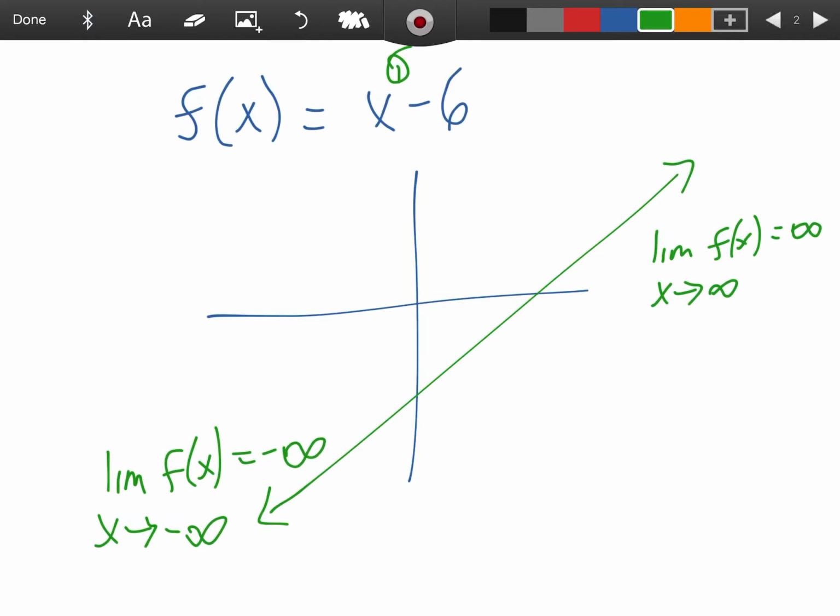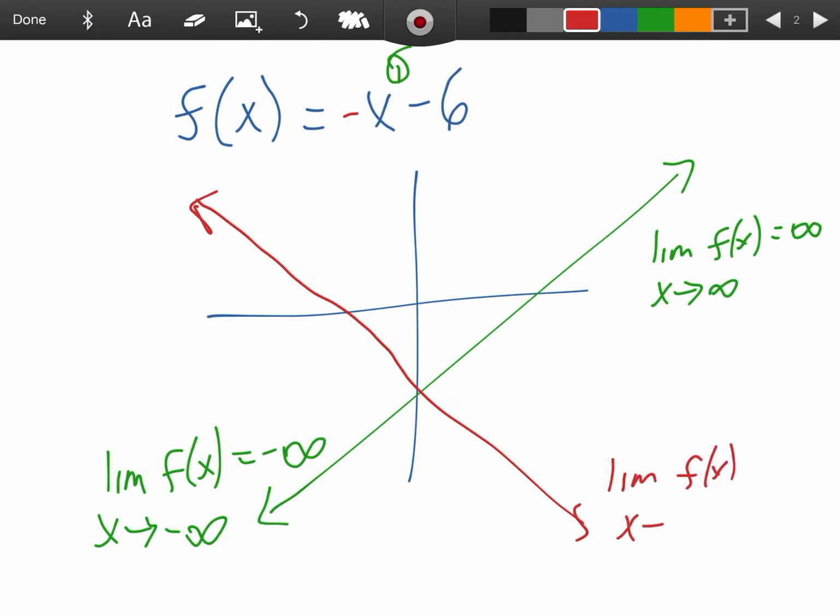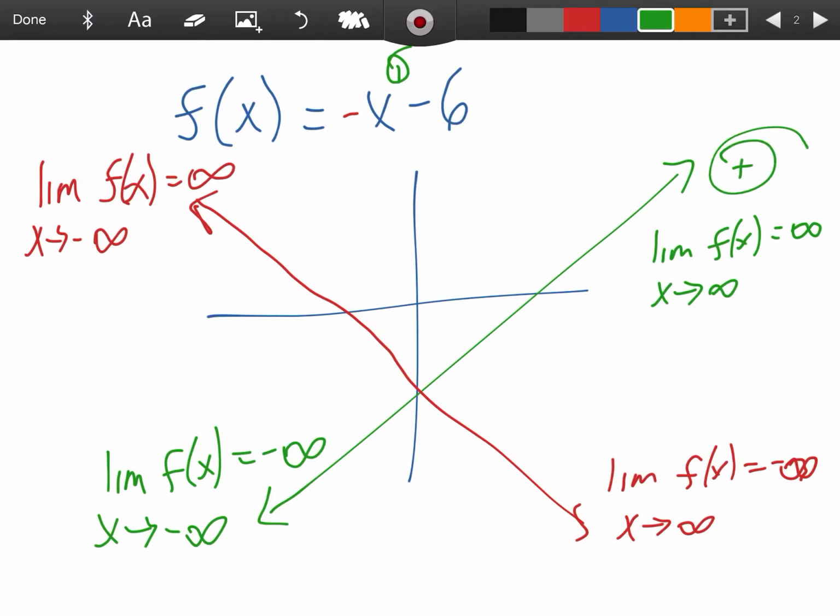negative infinity. If we were to make that a negative x minus 6, my function will look like this. And then it's just going to switch. So my limit of f of x as x approaches infinity would now be negative infinity, and my limit as x approaches negative infinity of f of x would now be positive infinity. That is going to be true for every single polynomial with an odd degree. Again, the green is when the coefficient is positive, and the red is when the coefficient is negative.